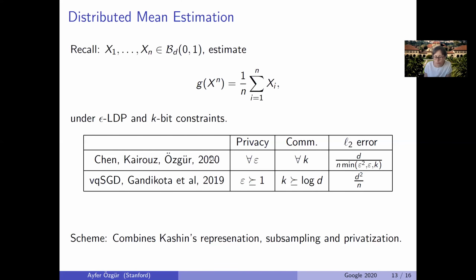Whereas what we're able to show is that if you design your scheme more carefully, you can come up with a scheme that's optimal for any privacy level and any communication budget. And the optimal error turns out to be of this form. Again, you don't have the double penalty anymore. And your error is dictated by the minimum here between epsilon and K. So the error is dictated by the more stringent of the two constraints, and the less stringent one can be satisfied for free.